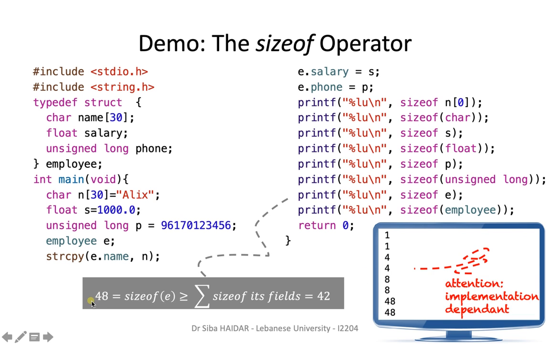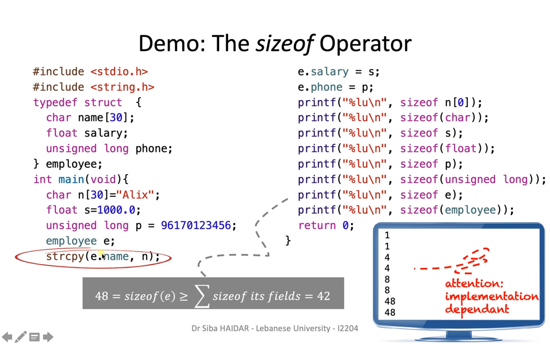Notice again that the 48 is greater than 42. So the size of a variable of type employee is not necessarily the sum of the sizes of its fields. It's for sure greater or equal to the sum of the sizes of its fields, and that's why also we have to use sizeof whenever we need to allocate a place in the memory to hold a variable of type employee. We will need this in the next.